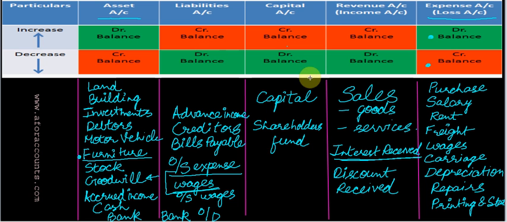So all these three accounts, the liabilities, the capital and the revenue, when they increase you have to credit it, and when they decrease you have to debit it. So this, I call this a golden palette, and sooner or later this will be in your mind and then you can pass the entries.